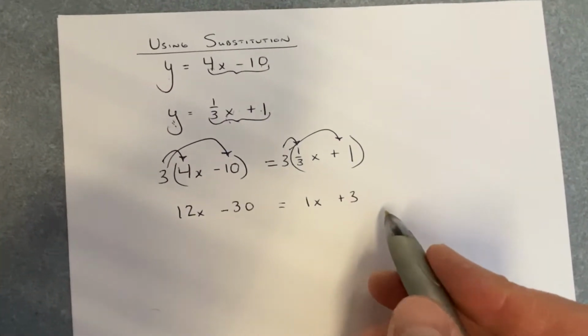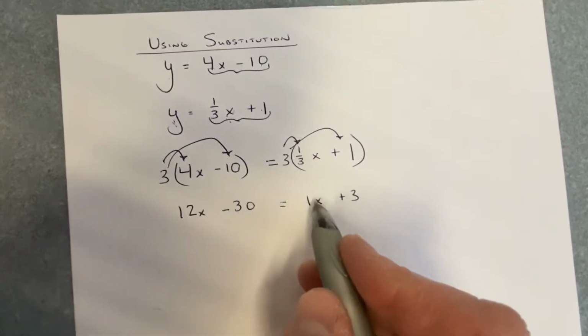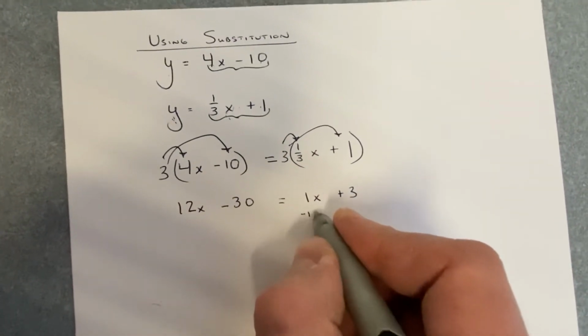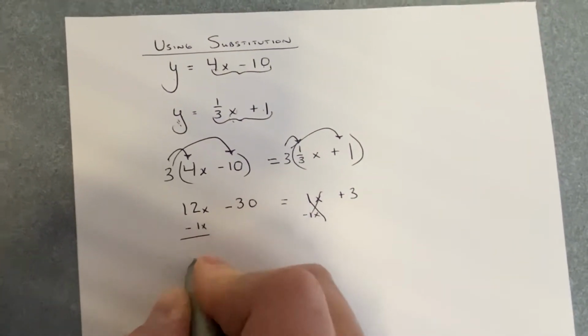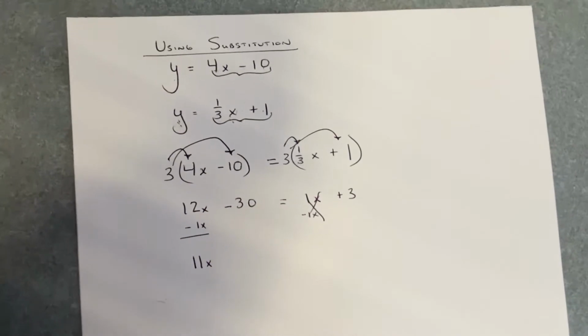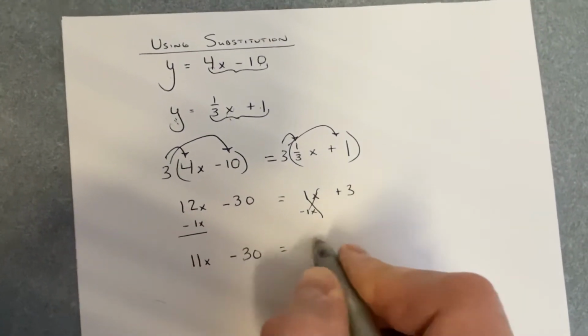And now we just have to balance this. So I'm going to get all of my x's on one side. 12 is more than 1. So I'm going to take away 1x to cancel that out here. Take away 1x here, so that leaves me with 11 x's. So I have 11x minus 30 is now equal to 3.